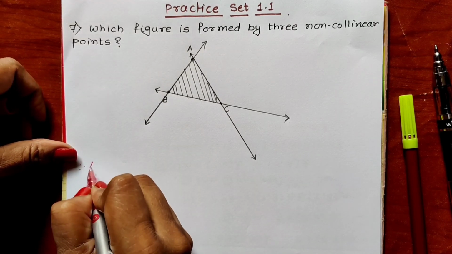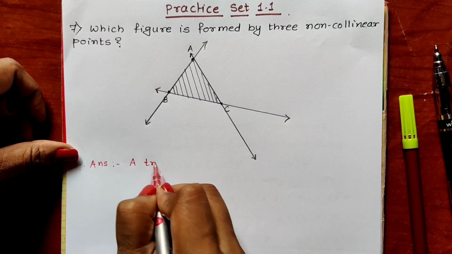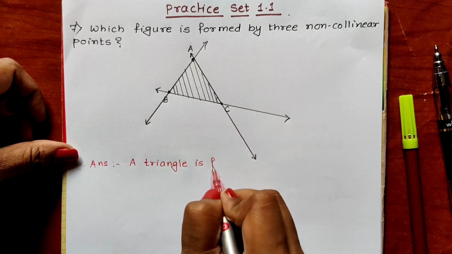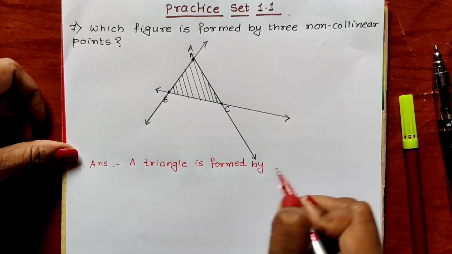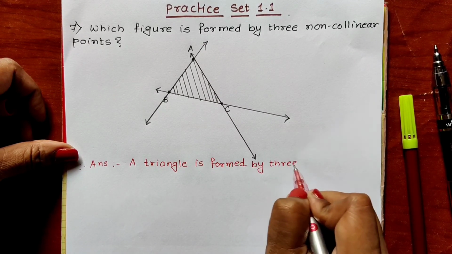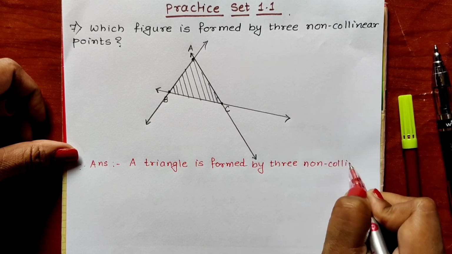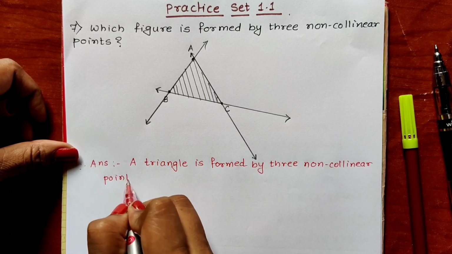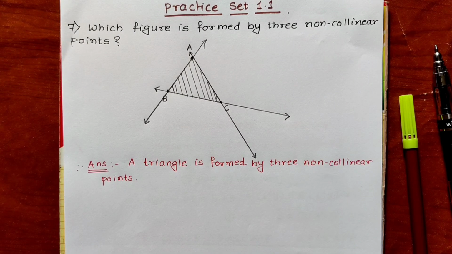Therefore, the answer is: a triangle is formed by three non-collinear points. In this way, all the sums from practice set 1.1 are over.